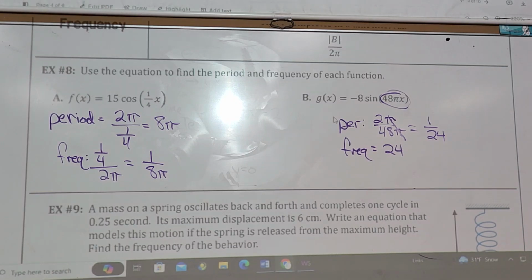Let's do a real life problem. You need to hyper focus on this one, because this is what you're going to see. These are called oscillation problems, and they're very common in physics and in calculus.